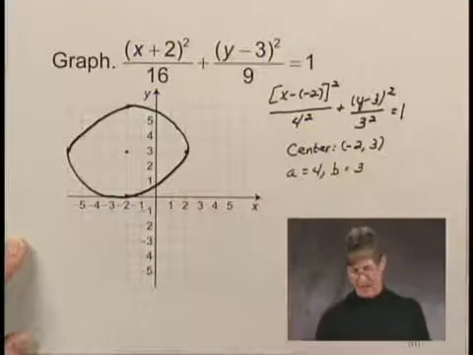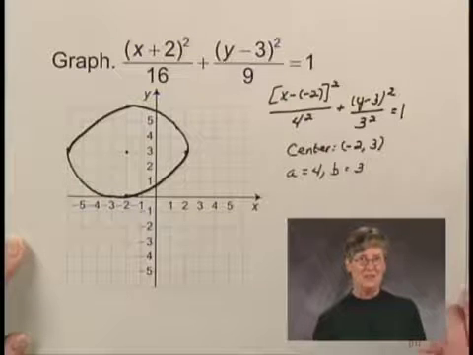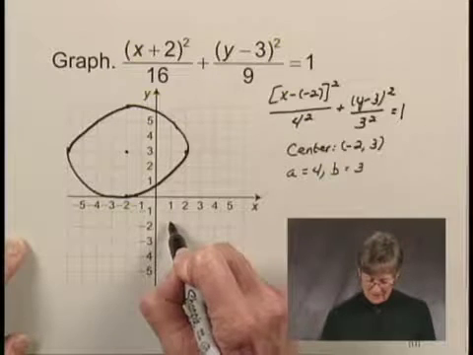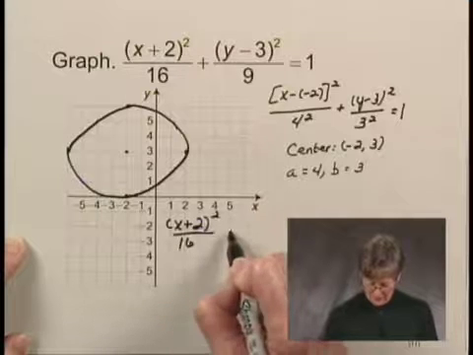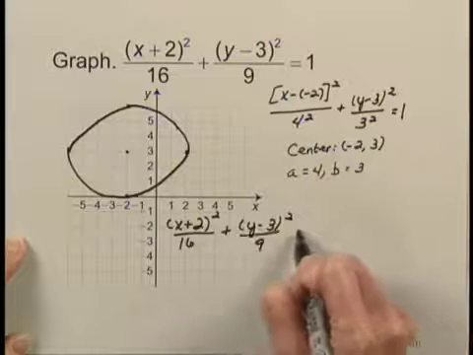Now, this should actually look a little more rounded and a little less like a football, and if you would look at the answer section in the back of your textbook, you would see a well-drawn ellipse. But this gives you the idea of the shape, and it also gives you an idea of how to graph this equation. This is the graph of the equation that we started out with.